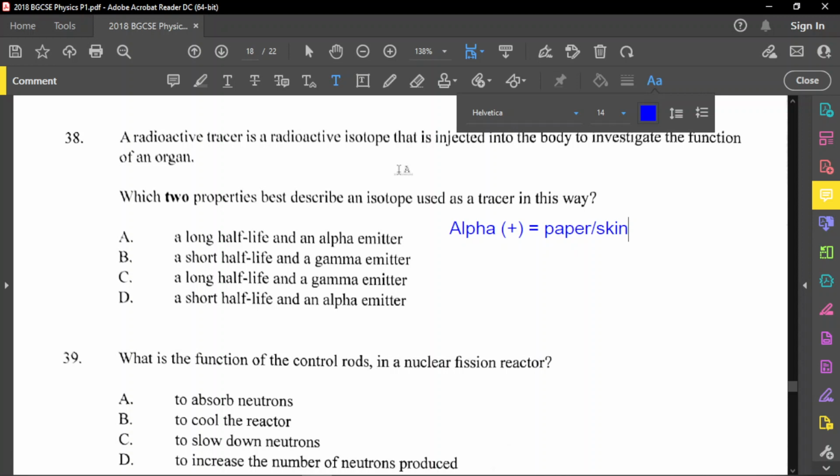All right, so I'm even going to mention why this is not even used as a tracer in the body. The next one is beta. The beta ray is a negative charge. So beta is negative, and it can be blocked by a simple piece of aluminum. So aluminum can block it.